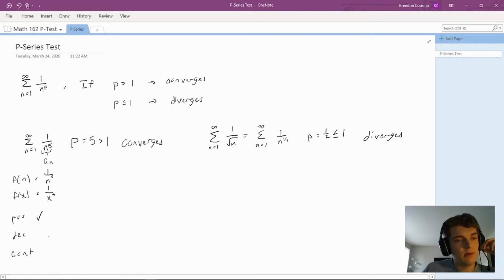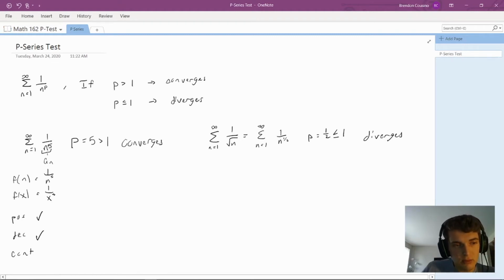Now, decreasing, what we can do is, if we look at the denominator, we know that as x goes from 1 to infinity, our denominator is going to get bigger and bigger and bigger, which means our function is going to get smaller and smaller and smaller because our numerator isn't changing. So, yep, we can check off the decreasing part. And then now we need to show that it's continuous.